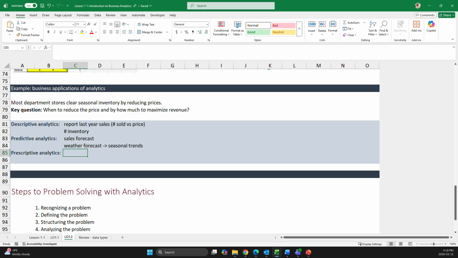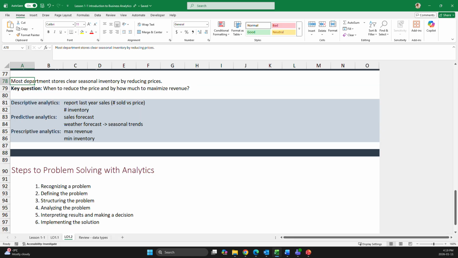For things like prescriptive analytics, you'd want to try to maximize your revenue, like the key question says. So max revenue, while minimizing your inventory. That means trying to keep as few items as possible. You want to get rid of as much as you can while still making as much money as you can. Anything with maximizing and minimizing would be an application of prescriptive analytics. So those are some ideas for how you could apply descriptive, predictive, and prescriptive for a real business example.